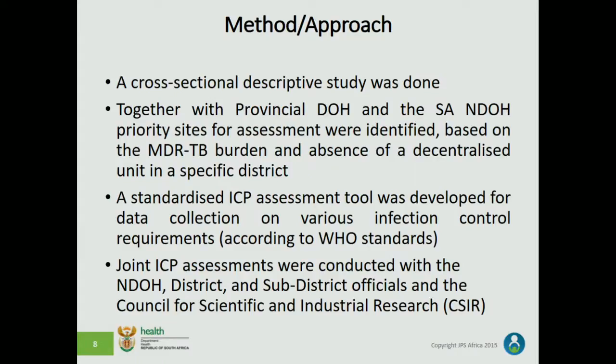So we did a cross-sectional descriptive study together with the Provincial Department of Health and the South African National Department of Health. Priority sites for assessment were identified based on the MDR-TB burden and absence of decentralized units in a specific district. Now, eventually, they want at least one decentralized site within each district, but the expansion was much faster than expected. In the new round, they want at least 2 primary healthcare facilities per sub-district to have nurse initiation.